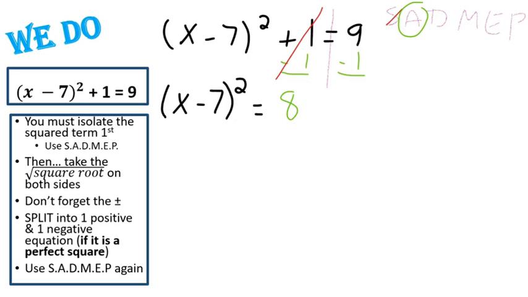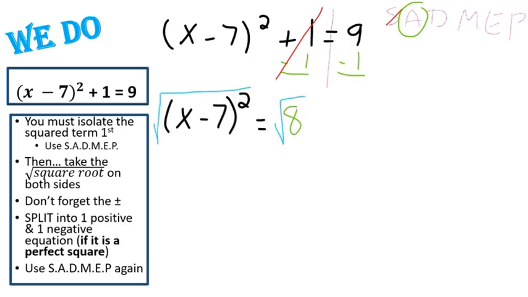We have isolated the square term, so our next move is to take the square root on both sides. How do you get rid of a square? Take the square root. Take the square root on both sides. When I do that, remember squared and square roots cancel each other. Don't forget the plus or minus.